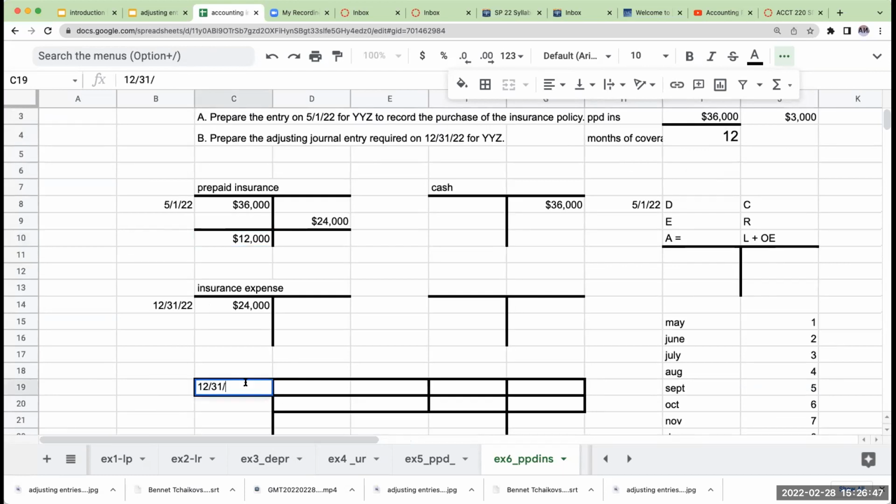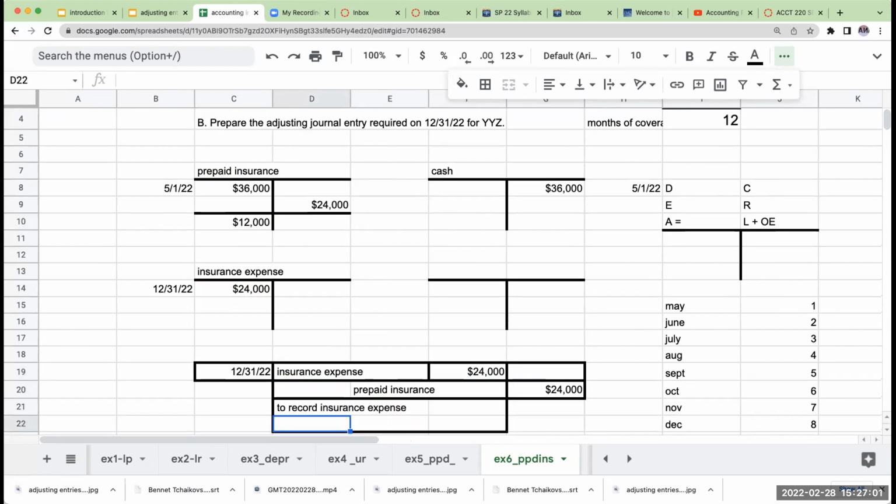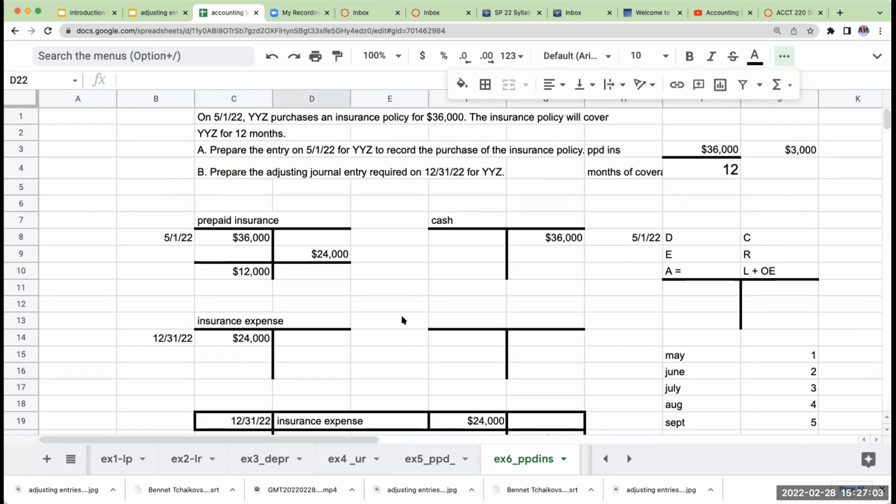Last thing, let's go ahead and do that journal entry. I am debiting insurance expense for $24,000. I'm going to credit prepaid insurance. And over here, this is to record insurance expense. And boom, we're done. So again, this is how we go through and do it. Just make sure the expense reflects the use. This is the 8 months. My ending balance here has to reflect the future economic benefit.